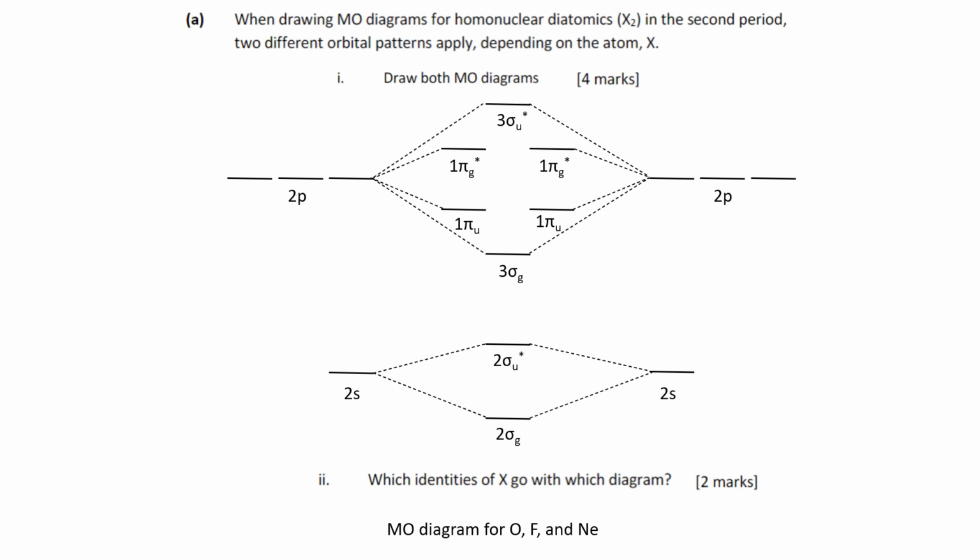For the 2p subshell, there is the 3 sigma G bonding orbital, the 1 pi U bonding orbitals, the 1 pi G antibonding orbitals, and then the 3 sigma U antibonding orbital.